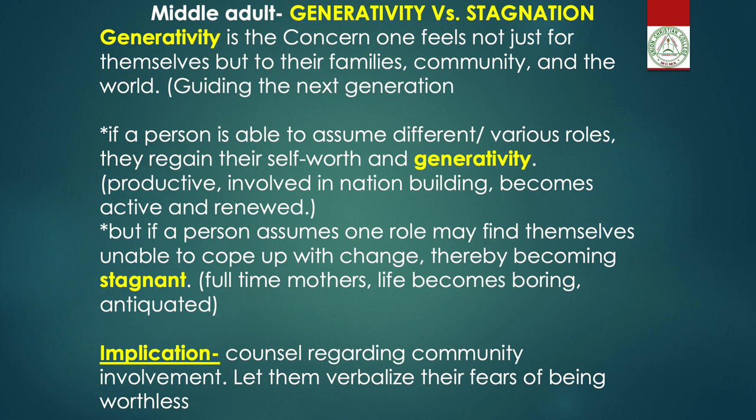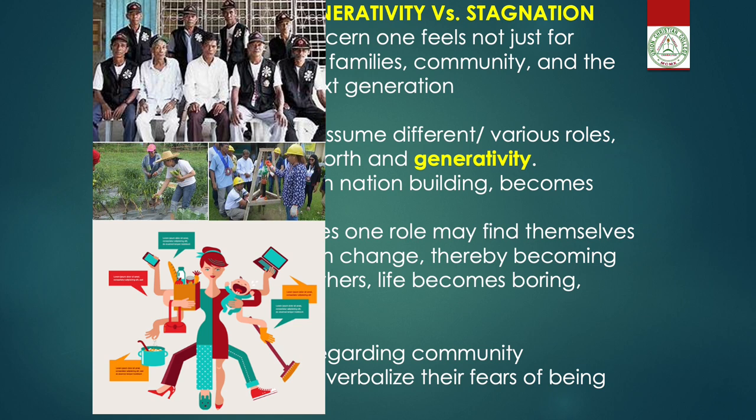So by that, she will regain her feeling of worthiness. So meron pa siyang worth, parang ganon. Alright? So that is what we do for middle adults. We try to inculcate generativity instead of stagnation. So pag merong generativity, yung nanay or yung tao, kaya niyang pinagsasabay-sabay yung mga maraming roles. Marami siyang roles sa community. But if a person is stagnant, ganyan lamang po.